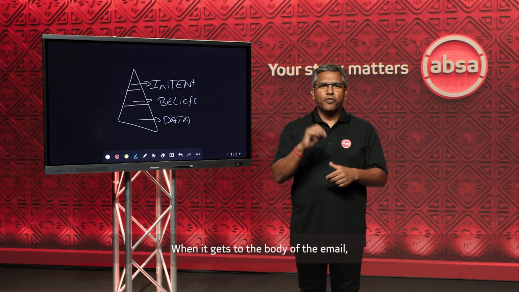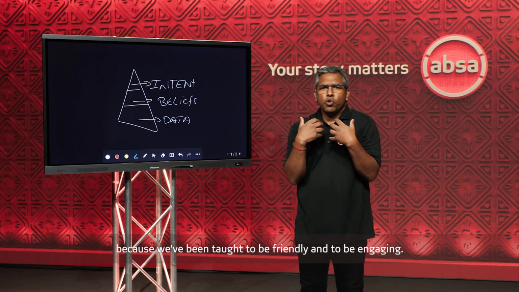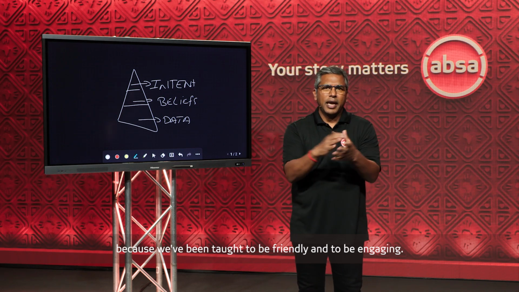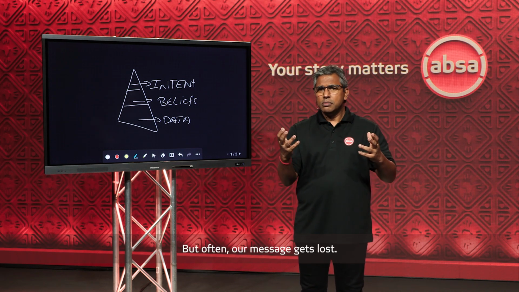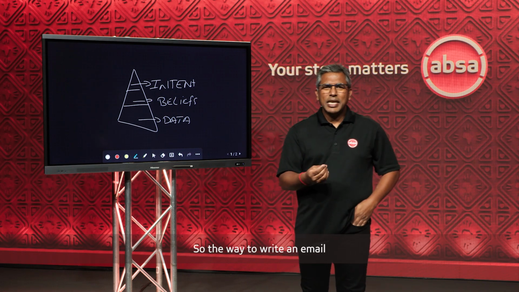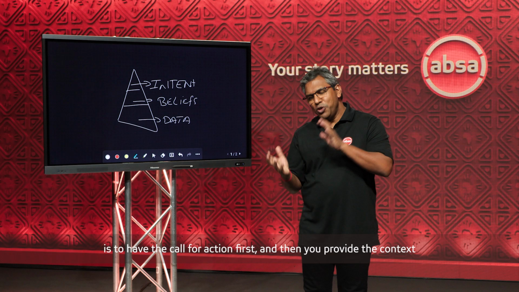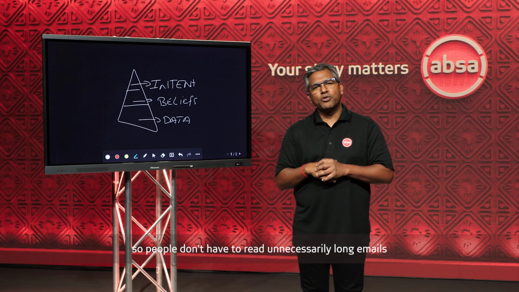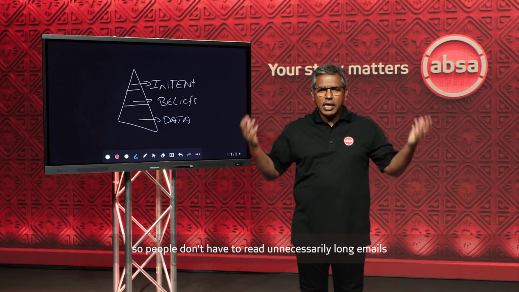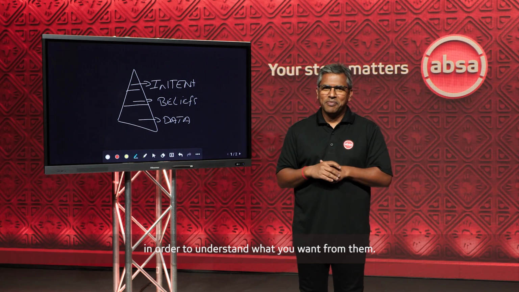When it gets to the body of the email, we often write the context first because we've been taught to be friendly and to be engaging. But often, our message gets lost. So the way to write an email is to have the call to action first. And then you provide the context. So people don't have to read unnecessarily long emails in order to understand what you want from them.